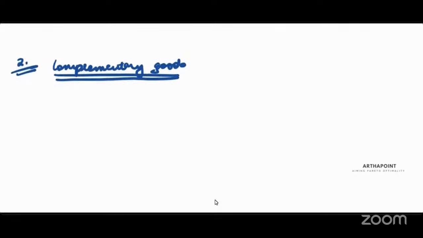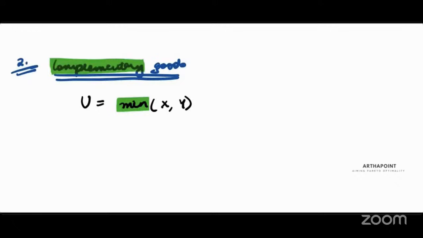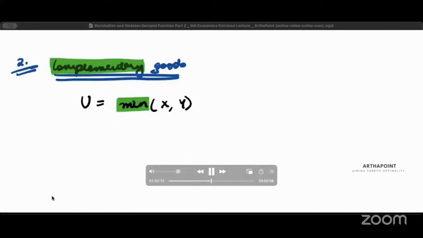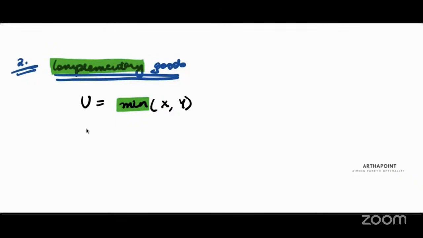So I'm going to take a basic perfect complementary good utility function. Let's say that my utility function is u = min(x, y). Whenever you get a utility function like this, which is a min function, it always refers to complementary goods. What are complementary goods? The goods that are used together. For example, left shoe and right shoe, tea and sugar, tea and milk. These are all complementary goods. They're supposed to be used together, like pen and ink.